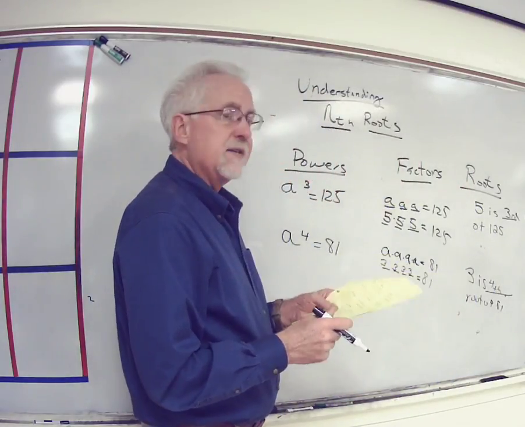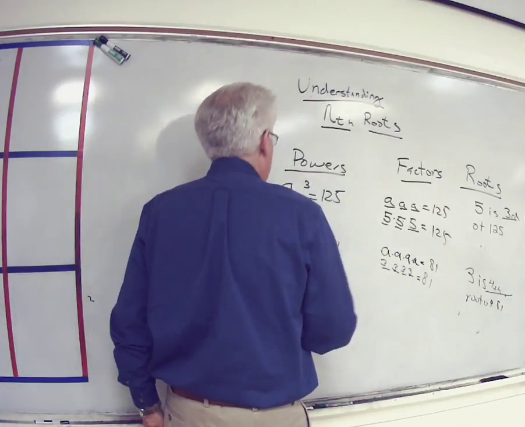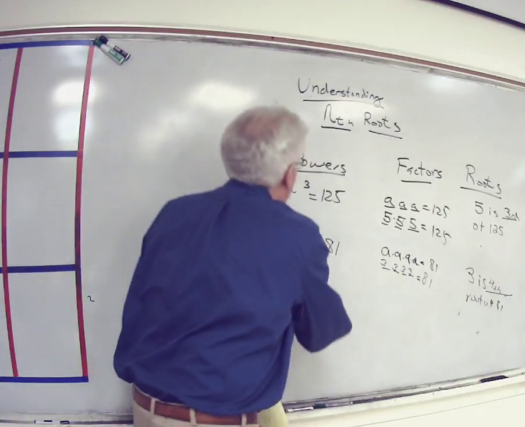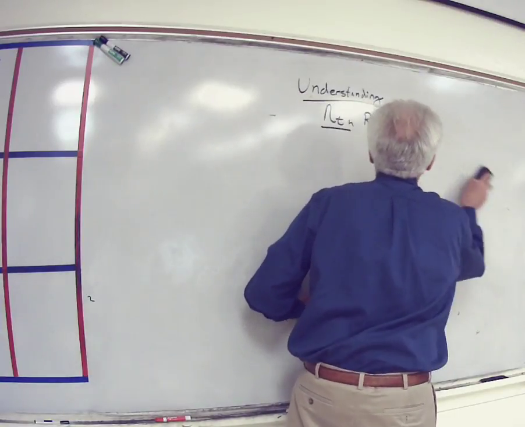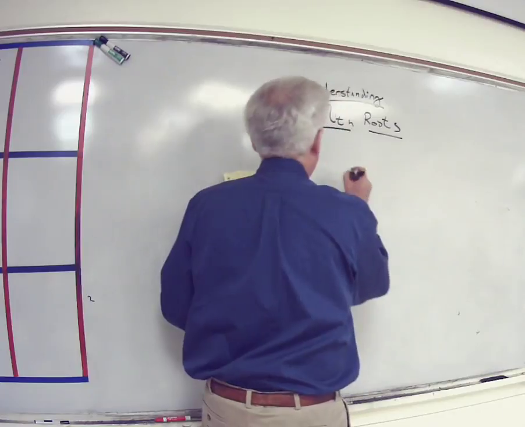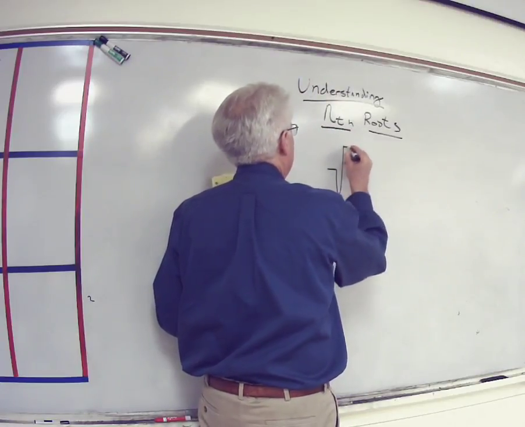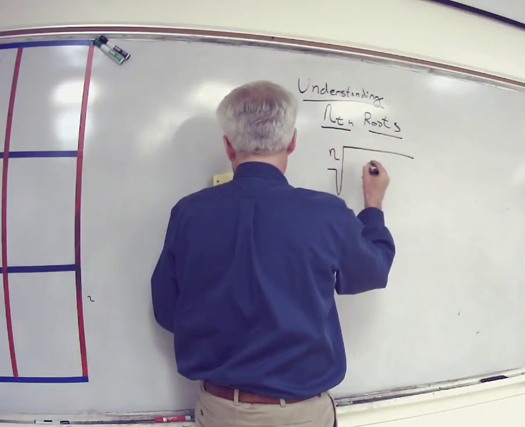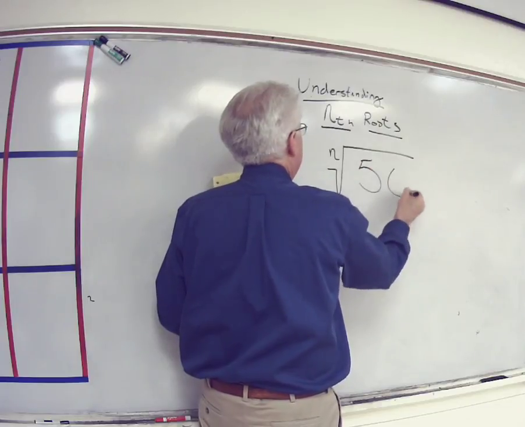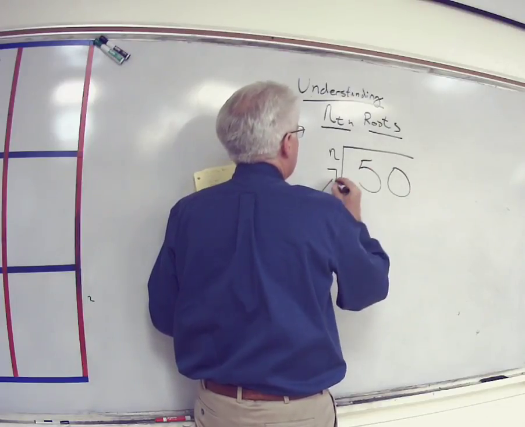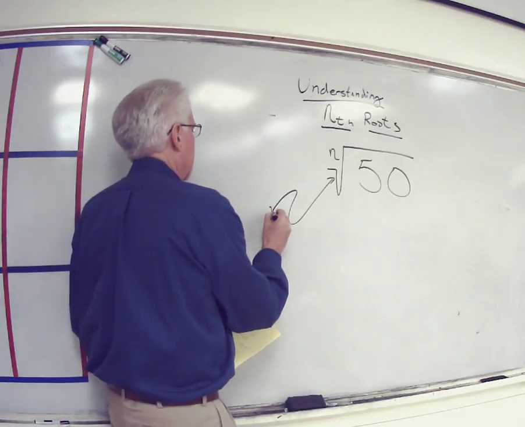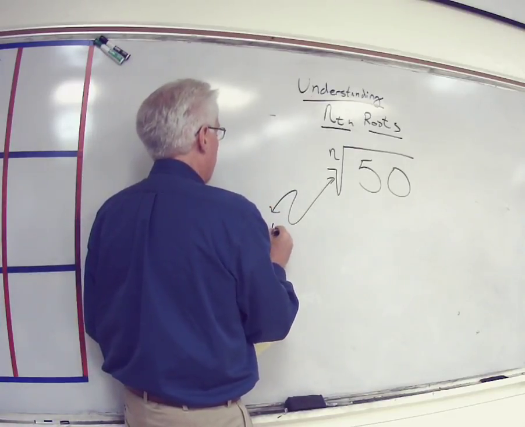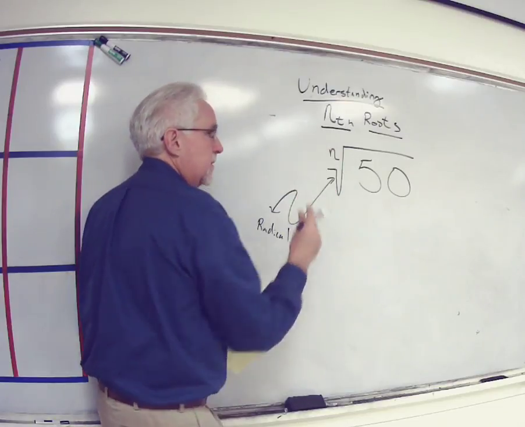Okay, so you guys get that idea, right? So generally, how are we going to do this? In general, this is how we do it. Let's say I have the nth root of 50. What do we call this strange symbol here? The radical. Now don't say square root, because it's not always a 2 there.